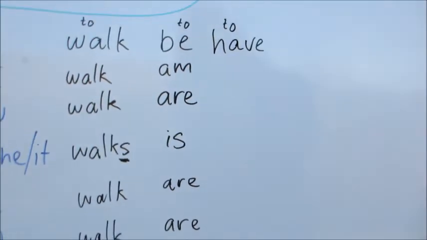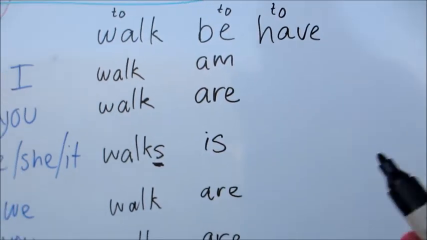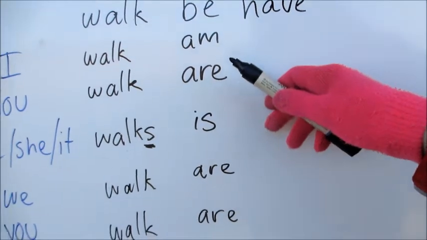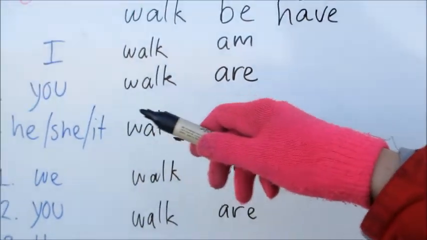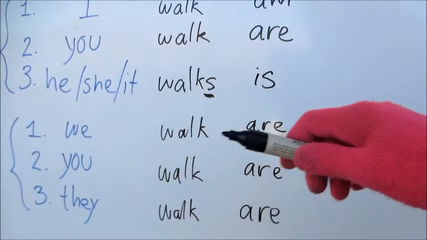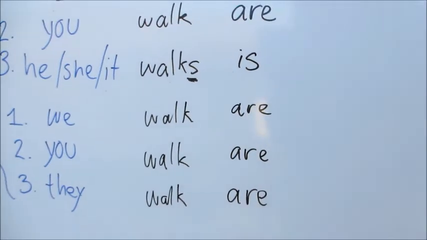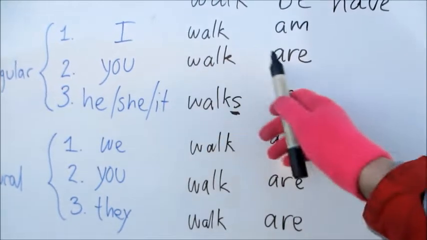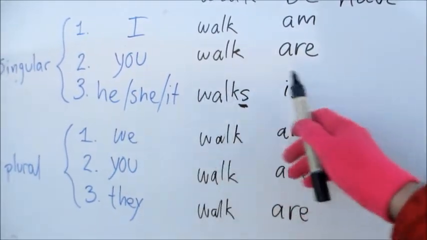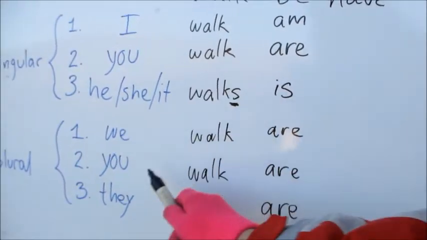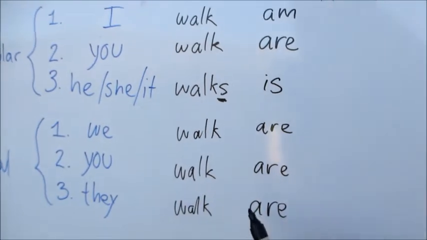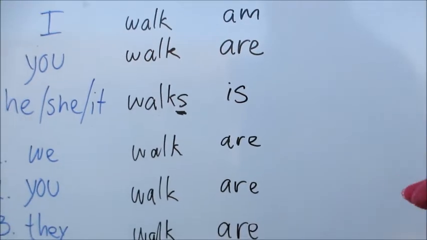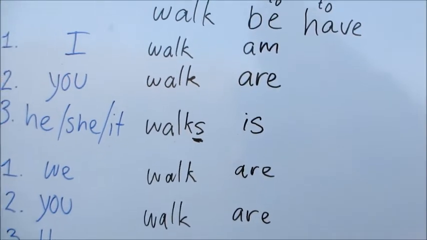And the rest of them you just have to learn. So you need to learn it as a thing in your head. You just say, I am, you are, he, she, it is, we are, you are, they are. Alright, try saying that with me. I am, you are, he, she, it is, we are, you are, they are. Great.